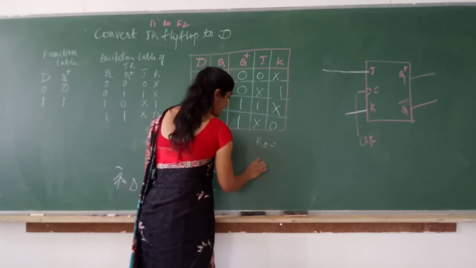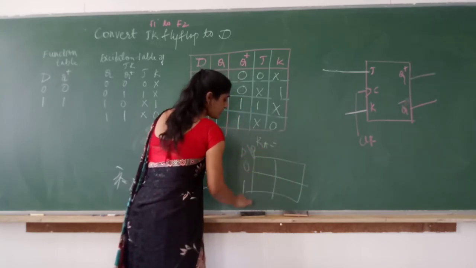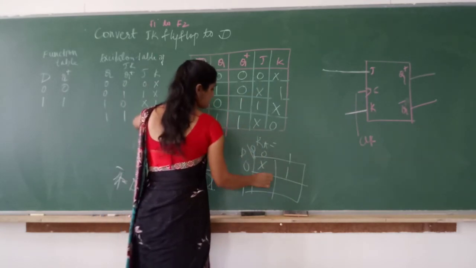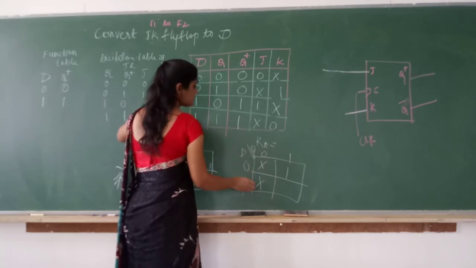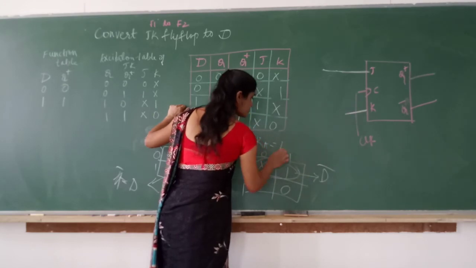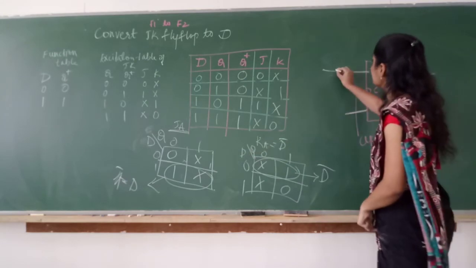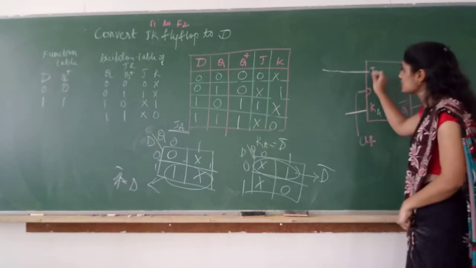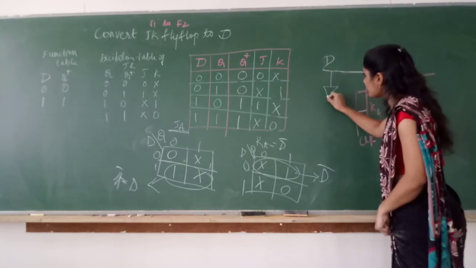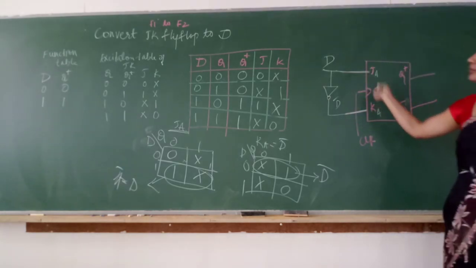So equation for K. DQ 0 1 0 1. So 0 0 x 0 1 1 1 0 x 1 1 0. So if you group these two, what is the equation we get? D bar. So what is K? D bar. How do you connect it? J is D. What is K? D bar. So take D bar and connect it to K. So this is how we convert JK flip-flop to D.